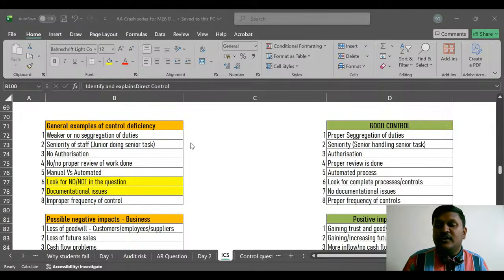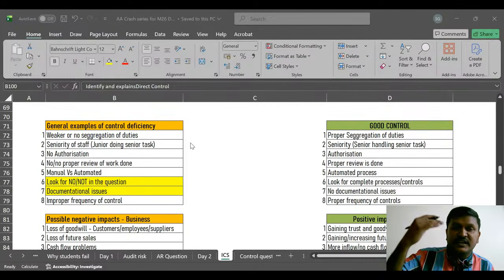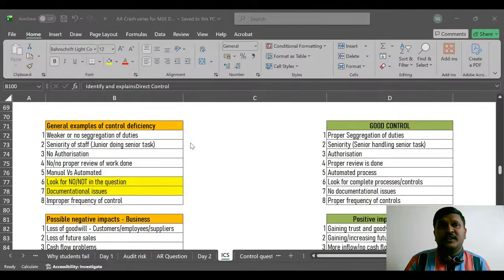Second thing, seniority of the staff. There will be some tasks that need to be performed by an experienced person who is senior in nature. For example, a review that needs to be done by a senior is being done by a junior, meaning the junior is doing the role of a senior. It again counts as a control deficiency.